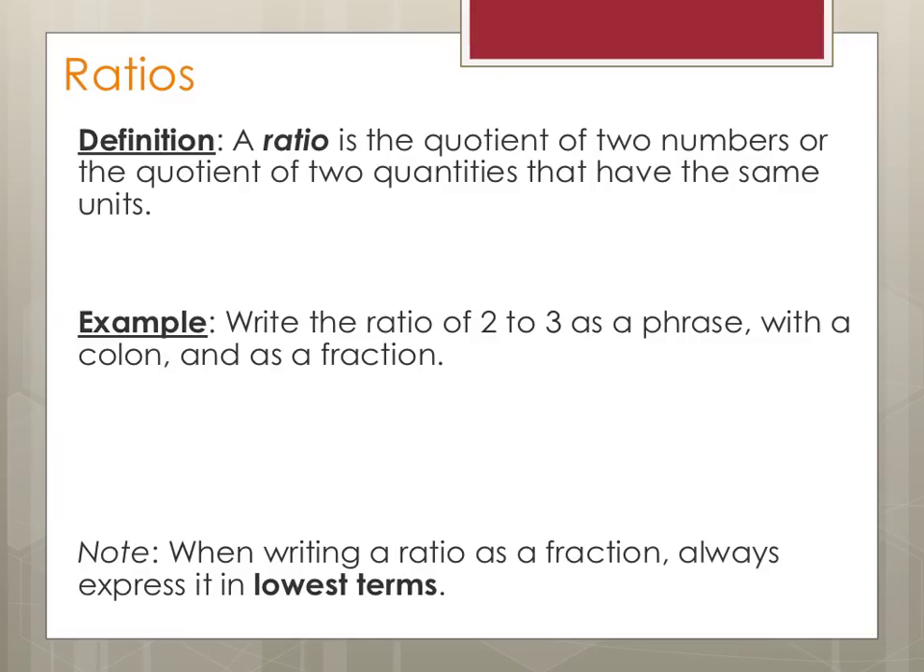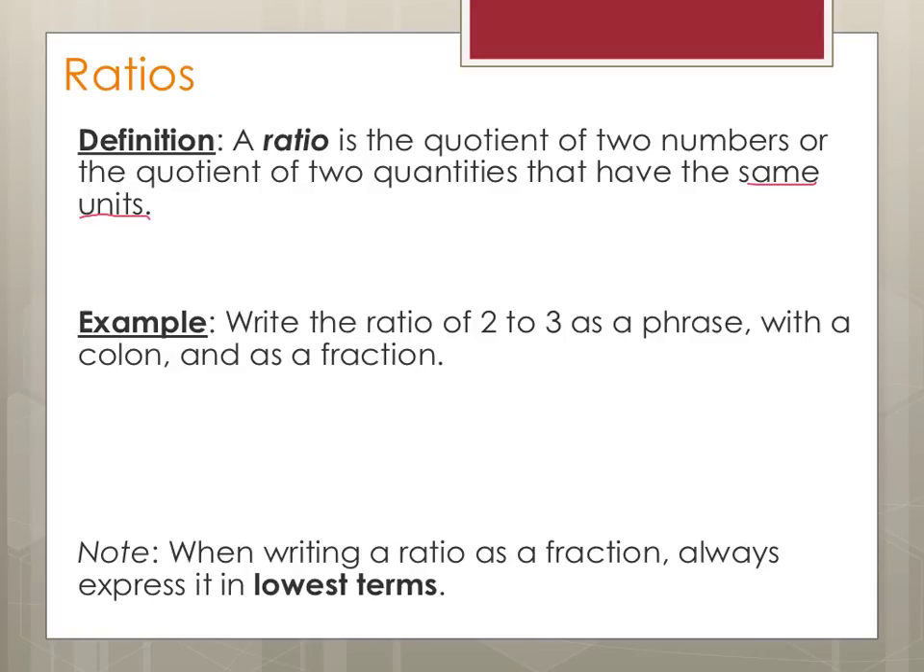Alright, let's start with ratios. First we'll start with a definition. A ratio is a quotient of two numbers or two quantities that have the same units. That's really important. Same units. We'll see that if something has different units, that's going to be called a rate. But ratios are always going to have equal units. So we'll compare feet to feet, or inches to inches, pounds to pounds, kilos to kilos. It's always going to be two quantities that have the same unit.